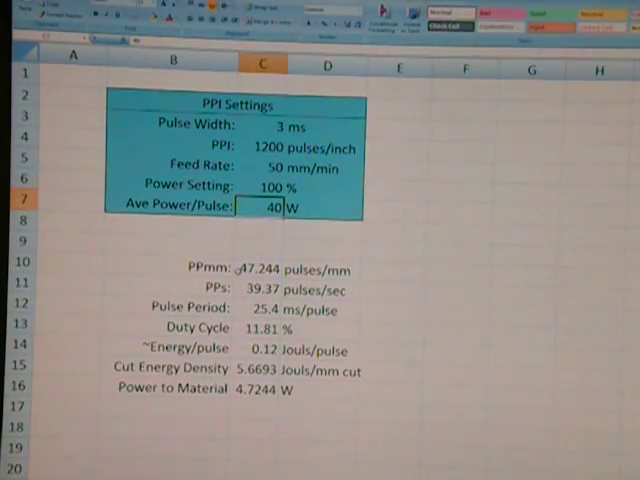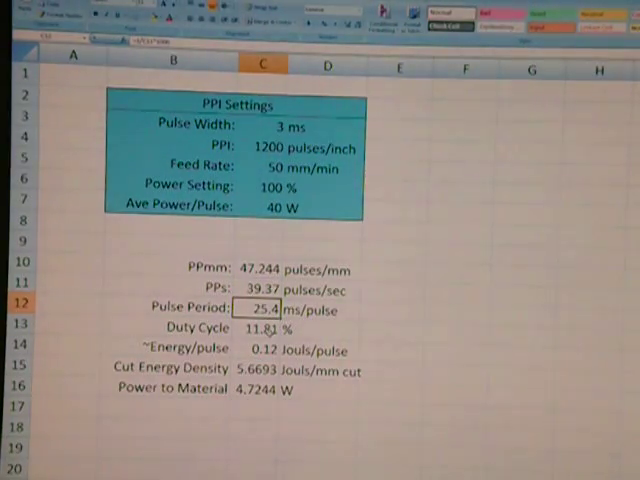So now to talk about calculations and to start to understand what's going on, the first thing I did was convert it to millimeters. The PPI, so now this is pulses per millimeter. The second thing, then, you want to multiply your pulses per millimeter by the feed rate to get the duration between pulses, or how many pulses there are per second. And then the period between the pulses expressed in milliseconds is just the inverse times 1,000.